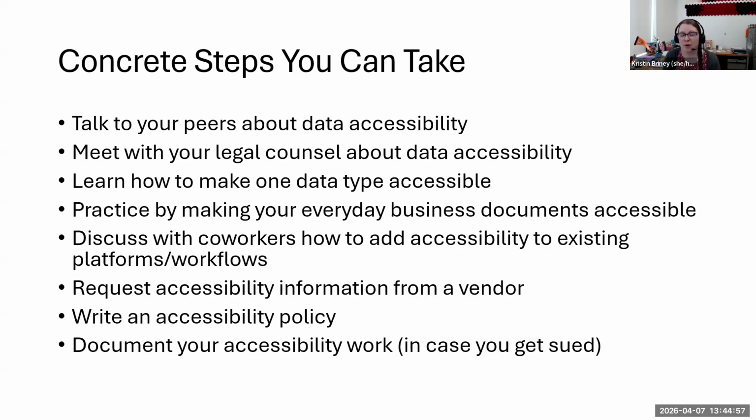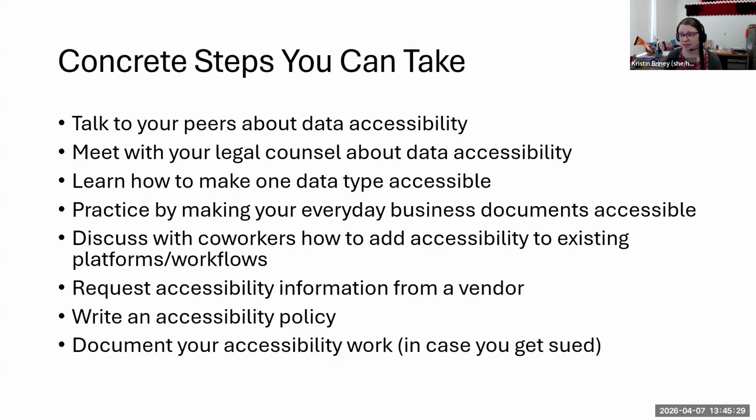Discuss with your coworkers how to add accessibility to existing platforms or workflows. Like, what systems do you have that you can add accessibility to or improve the accessibility of? You can also work with vendors and request accessibility information. We didn't get into that today, but there are things called VPATs, voluntary product accessibility templates, that not all vendors will have, and they aren't guaranteed to be 100% correct, but it's a useful starting point to say, what is the accessibility of your product? Give me some information about it.